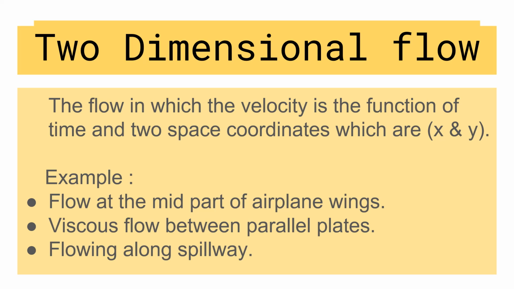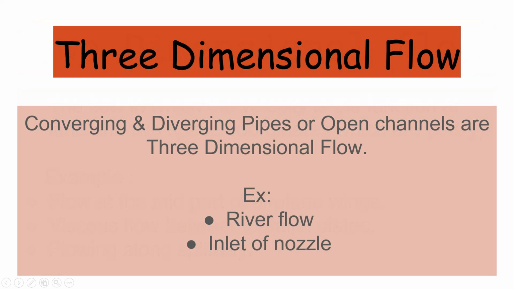The examples are flow at the mid part of an airplane wing, viscous flow between parallel plates, and flow along a spillway. Thirdly, three-dimensional flow: converging and diverging pipes or open channels are three-dimensional flows. River flow and the inlet of nozzles are examples of three-dimensional flow.